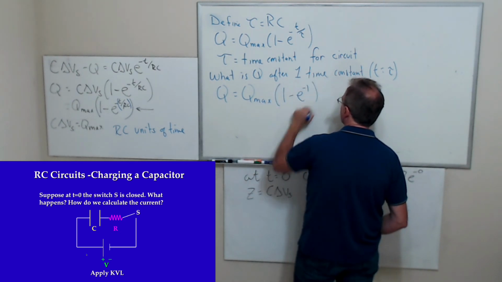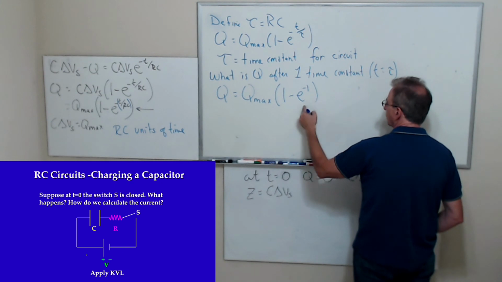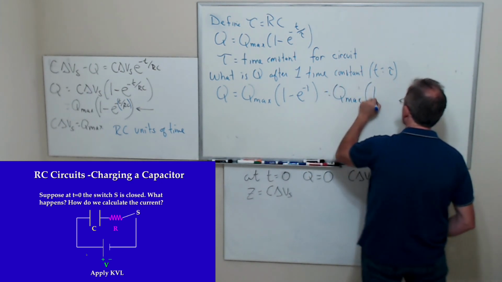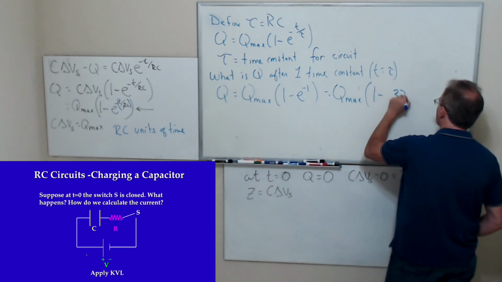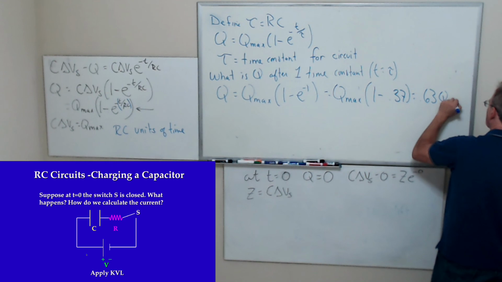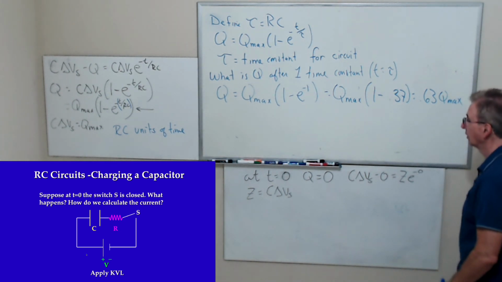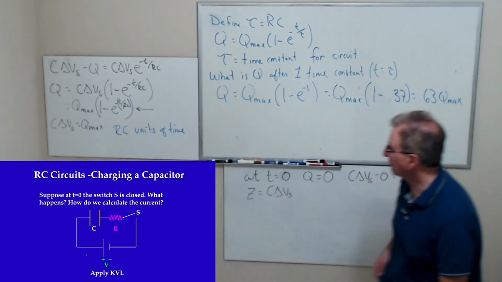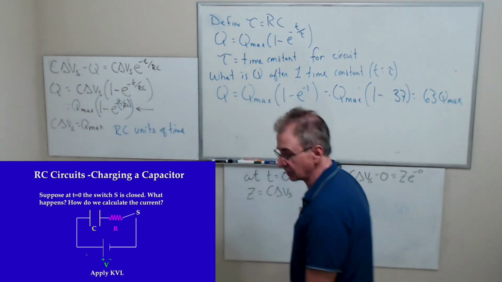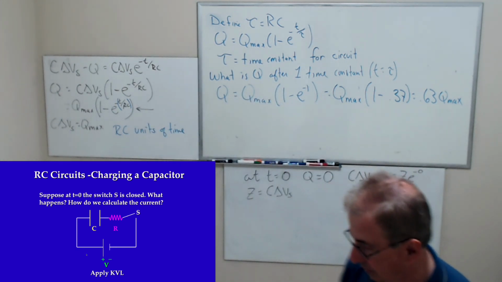That makes the exponent 1. And so e to the minus 1 is that. And so after one time constant, after an amount of time equal to R times C, the capacitor is charged to 63% of its maximum value.